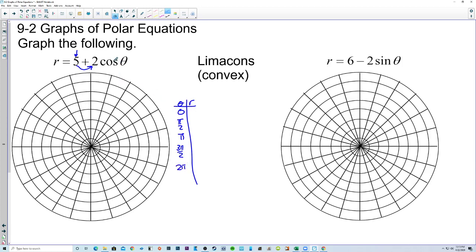Let's plug 0 in for cosine. That's 1, so we have 7. Pi over 2 is 0, so that's 5. Pi is negative 1, so that's 3, because you'll have 5 minus 2 when this is negative 1. 3 pi over 2 is 0, so that's 5. Then 2 pi, we're back to 7. 1, 2, 3, 4, 5, 6, 7 right there. Pi over 2 is 1, 2, 3, 4, 5. Pi is 1, 2, 3. 3 pi over 2 is 1, 2, 3, 4, 5. And then we're back to 7.